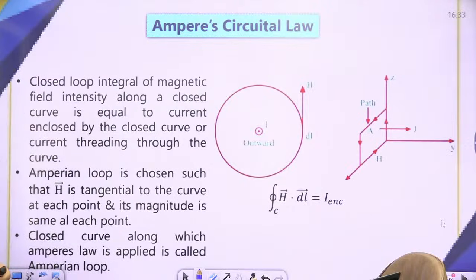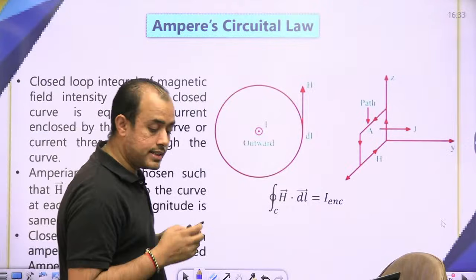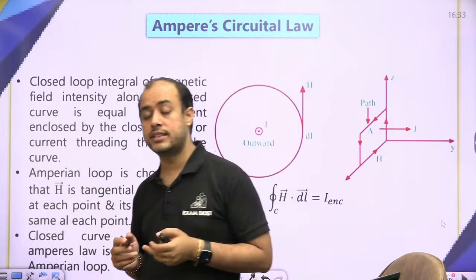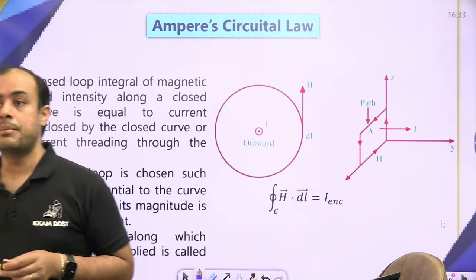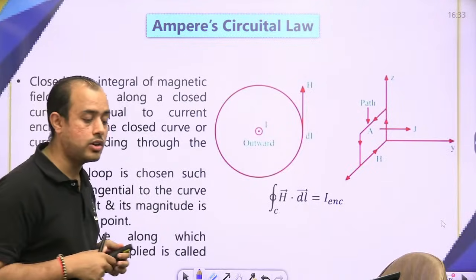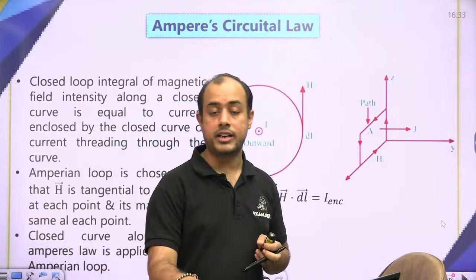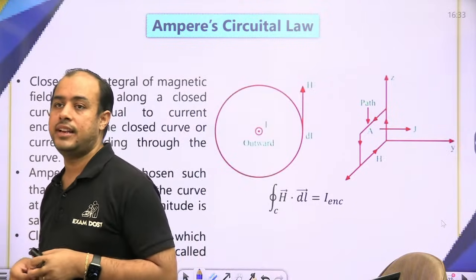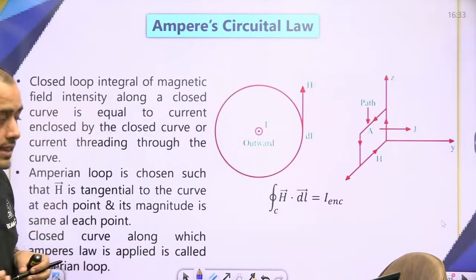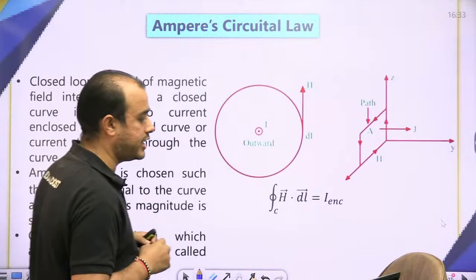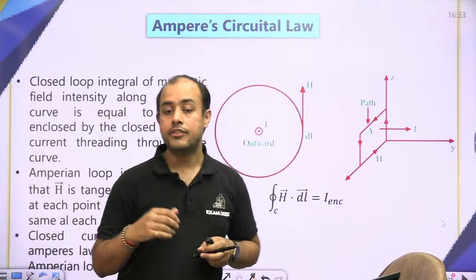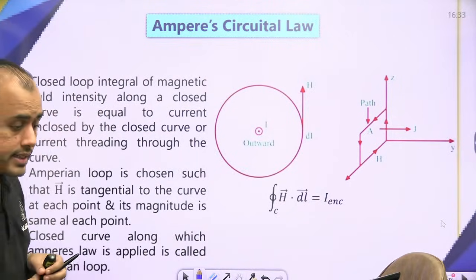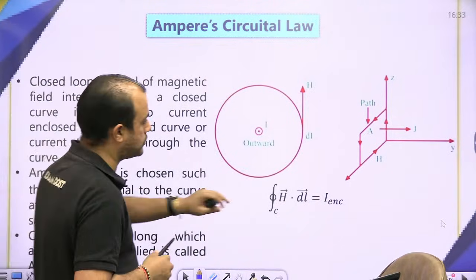Next is Ampere's law. Just like we have Gauss law for electrostatics, which uses the symmetry to find the electric field, similarly Ampere law uses the symmetry to find the magnetic field. So Gauss law suggested we take the surface integration of flux density, which will be equal to the charge enclosed. Ampere's law suggested that you take a closed loop.